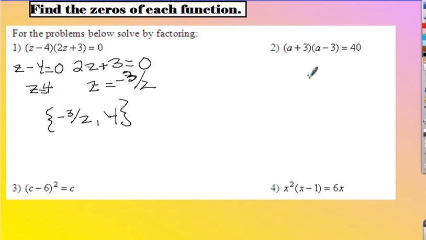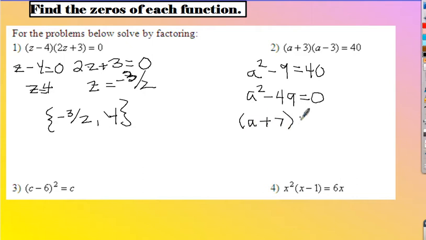For one like number 2, we do not have it set equal to 0. So you do want to foil this out and hopefully recognize the pattern that was the factored version of a squared minus 9. Now we do want to get this set equal to 0, so we're going to subtract the 40, and we then can factor. A squared minus 49 is the difference of perfect squares, a plus 7 or a minus 7.